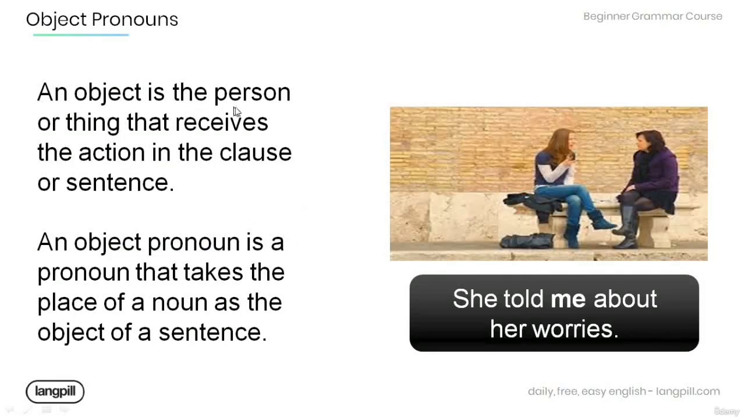An object is the person or thing that receives the action in the clause or sentence. Now, an object pronoun is a pronoun that takes the place of a noun as the object of a sentence. For example, in this sentence, she told me about her worries. The word me is an object pronoun because it refers to the person that is receiving the action. Also note that the object pronoun comes after a verb or a preposition.